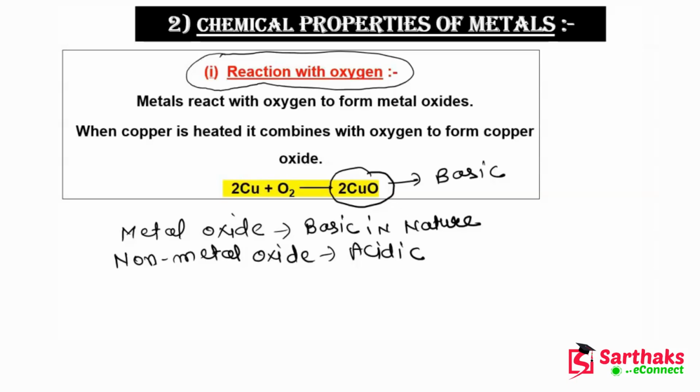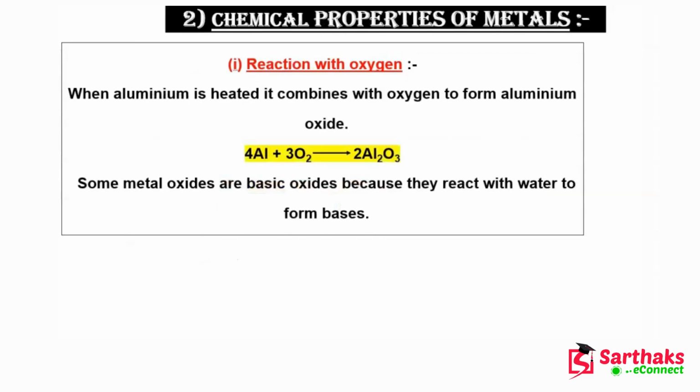And why are these bases? Because when they react with water, they form bases. I will be giving you some examples as well, to show how these act as a base. So let's move on to the next slide to understand this. Okay students, so here we are. When aluminium is heated, it combines with oxygen to form aluminium oxide. So this is again the reaction of metal with oxygen.